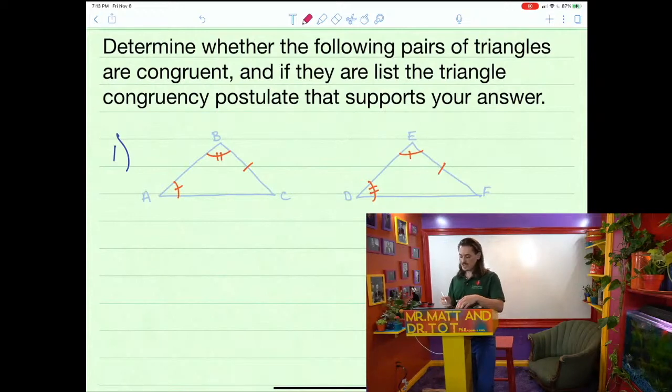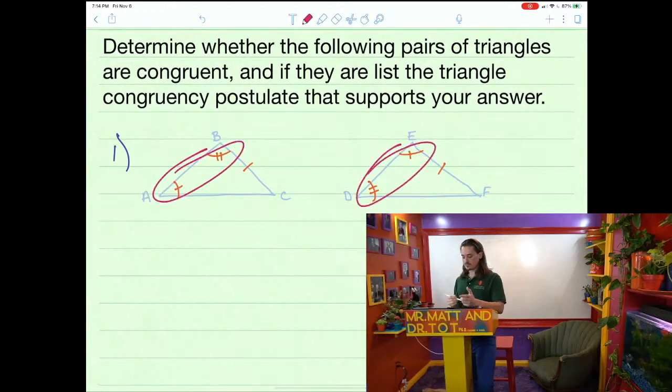Okay, so we have angle A is congruent to angle E, and angle B is congruent to angle D, and side length BC is congruent to side length EF. However, notice that the order of these two angles here are flipped around, so that does not qualify as angle, angle, side. If these were flipped and they corresponded exactly, then these would be congruent triangles due to the angle, angle, side postulate, but because they're in opposite order, these are not congruent.